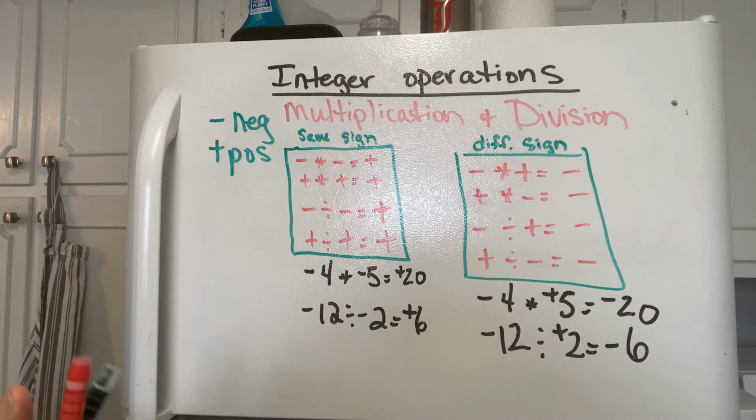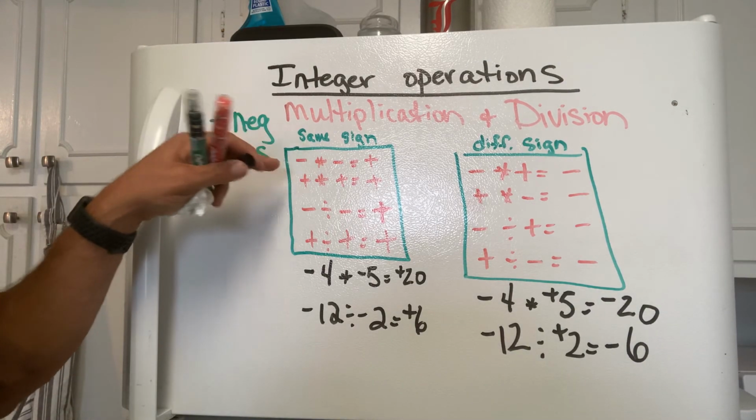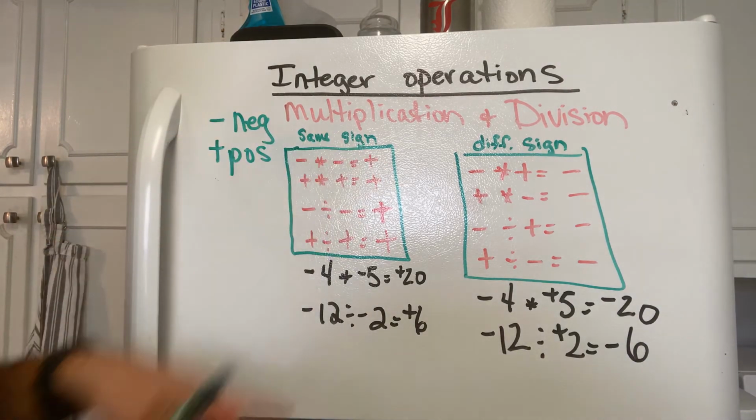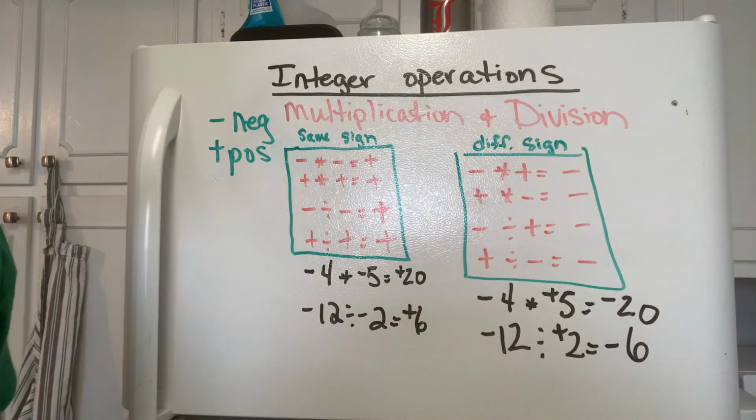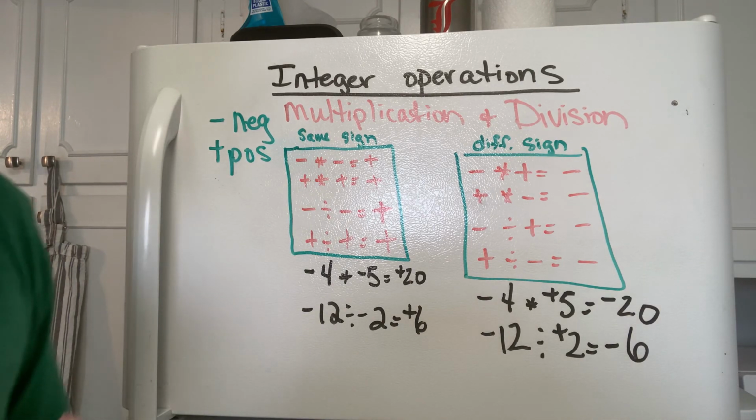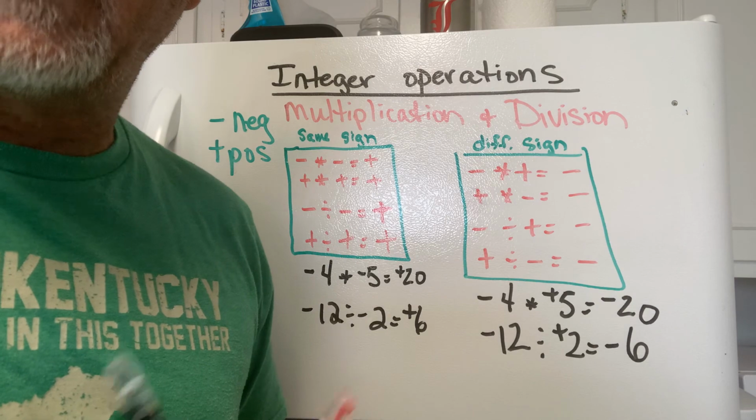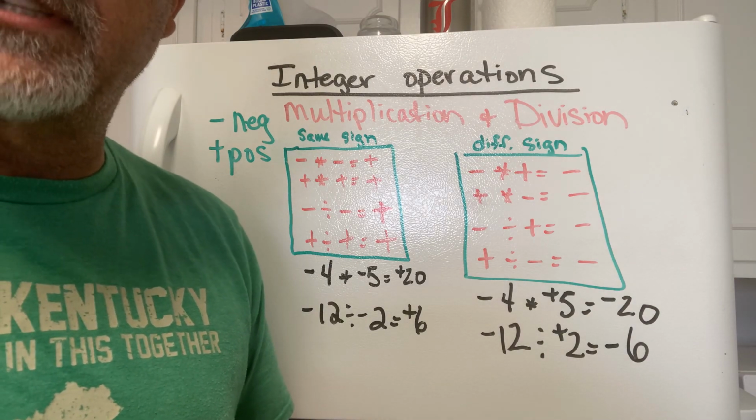So just remember the rules. If the signs are the same, your answer will be positive. If your signs are different, your answer will be negative. So that's whenever we have two factors doing multiplication and division problems. In the next video, I will look at addition and subtraction.